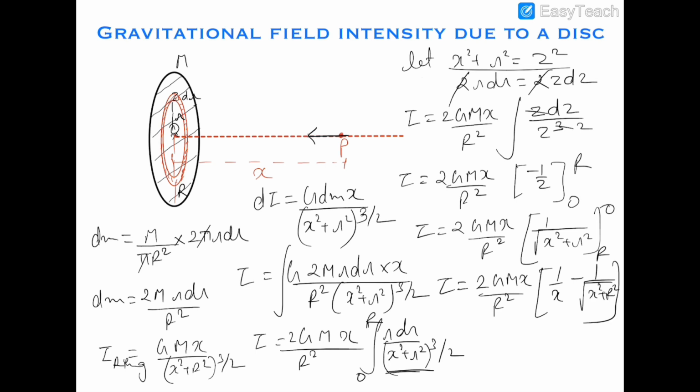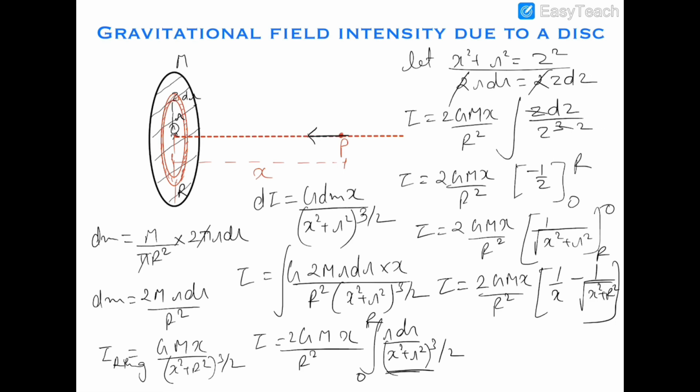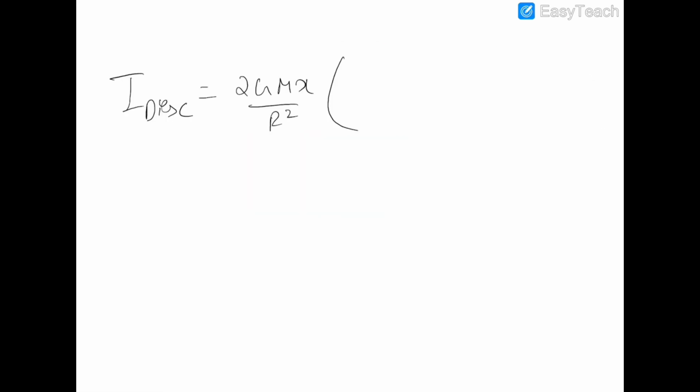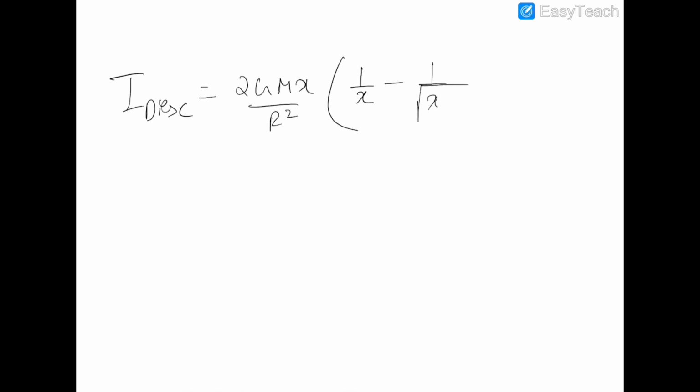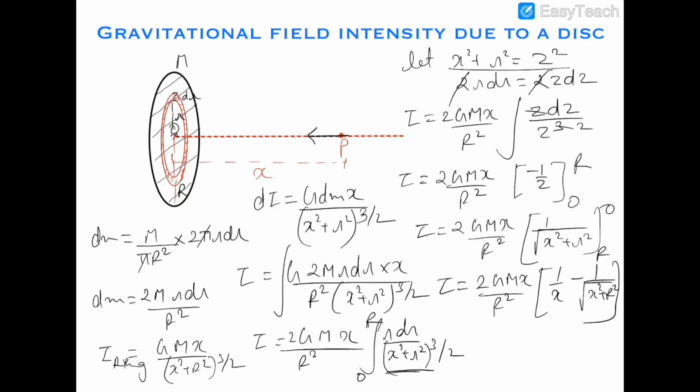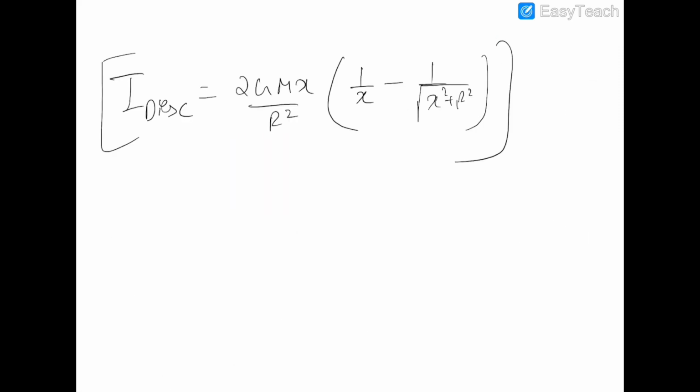So conclusively, the gravitational field intensity due to a disk would be 2GM x by R square, into 1 by x minus 1 by under root of x square plus R square. So this is the gravitational field intensity due to a disk of mass M and radius R. Thank you.